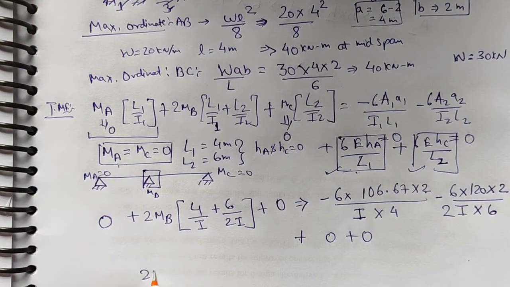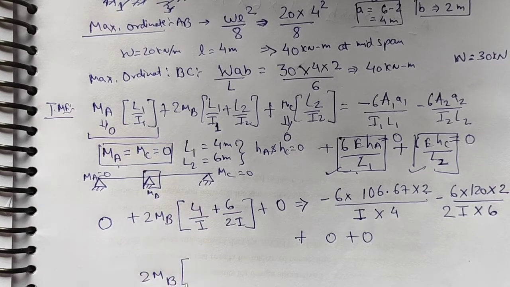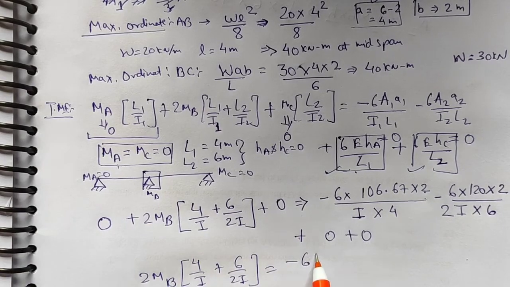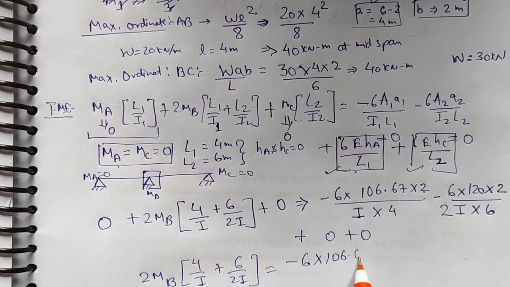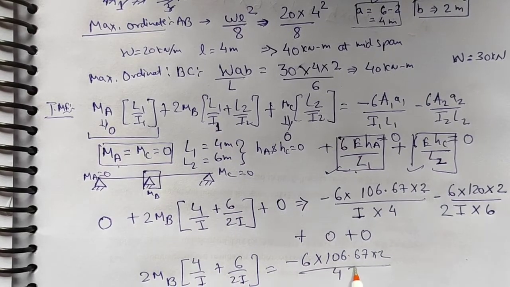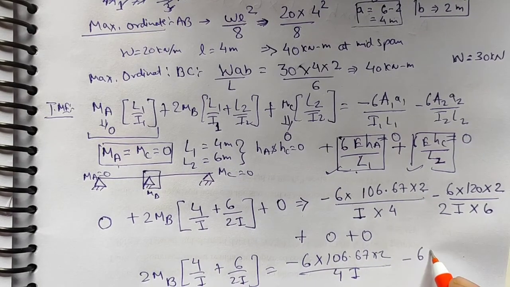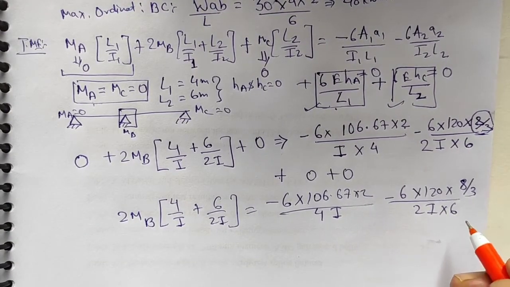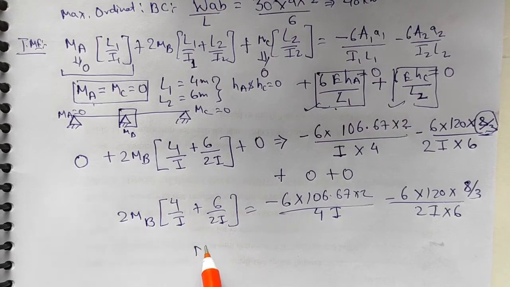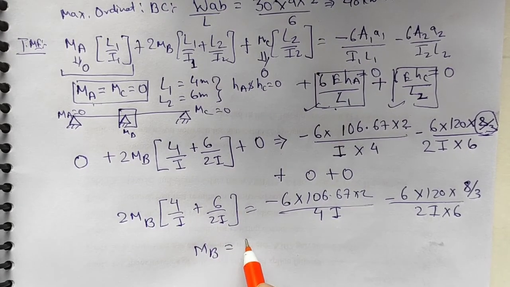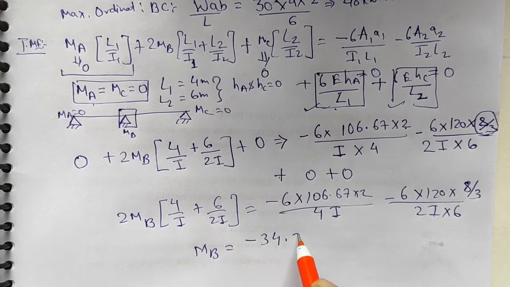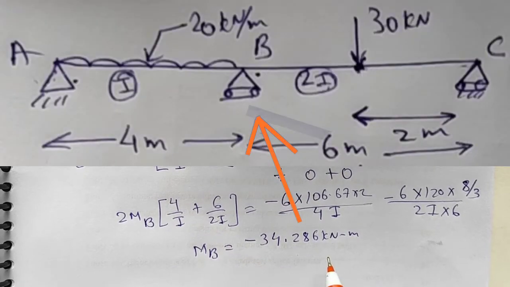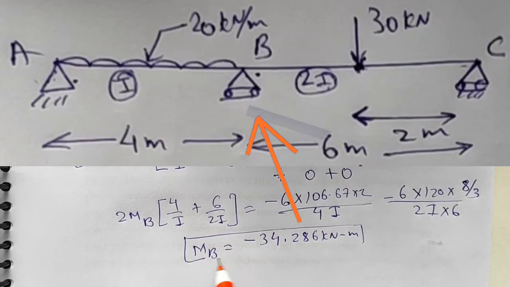So I will get the value as 2 MB (4 upon I plus 6 upon 2I) equals negative 6 into 106.67 multiplied by 2 upon 4I, minus 6 into 120 into 8 by 3 upon 2I into 6. Now after simplifying, I'll get the value of MB equal to negative 34.286 kilonewton meter. So in this way we'll come to the solution of this numerical.